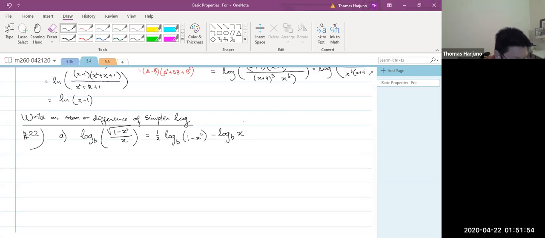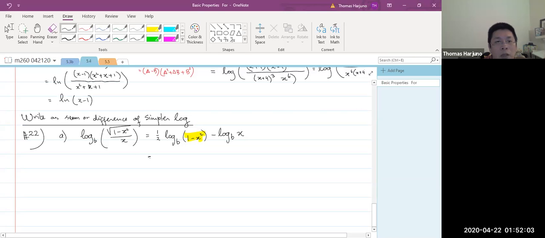But if you happen to see that you can factor this, then you should go on. And this is 1/2 log base b of 1 plus x plus 1/2 log base b of 1 minus x minus log base b of x. Okay, now that's for part A.